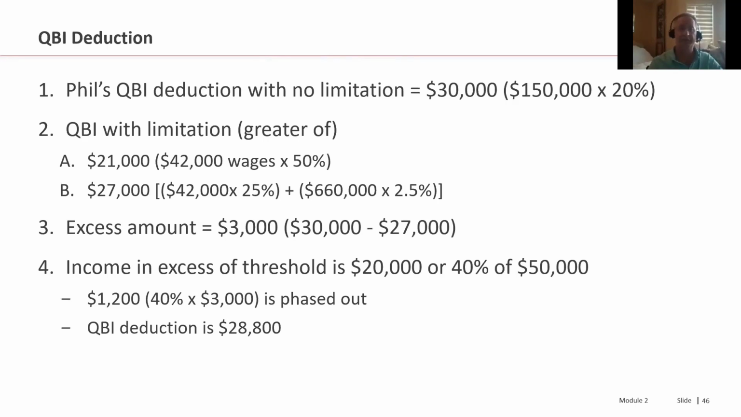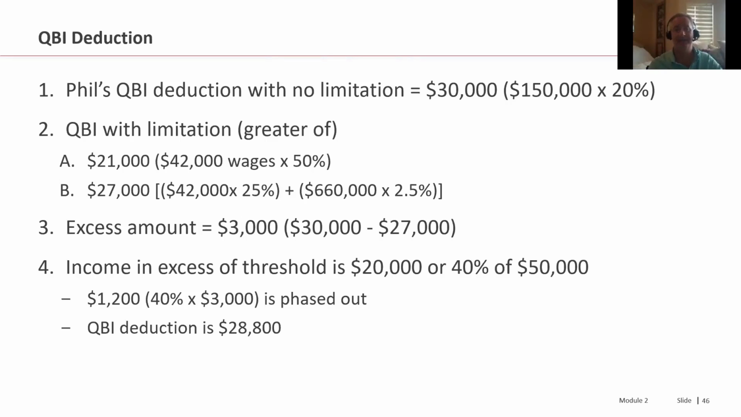Okay, so Phil's QBI deduction with no limitation. Remember, he had QBI of 150,000 times 20%, that's 30,000. When I apply the limitation, I have to calculate the greater of the two amounts. 50% of his wages, that's 21,000, or 25% of his wages plus 2.5% of his qualified property. That's 27,000. Well, he gets the greater of those two. So his QBI with the limitation would be 27,000. What's the excess amount? That's the no limitation versus limitation of 3,000.